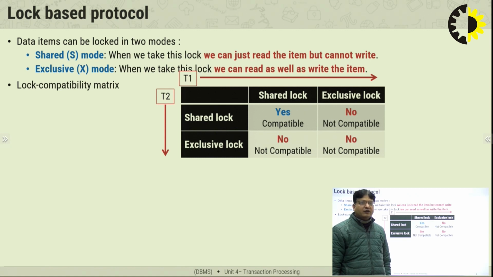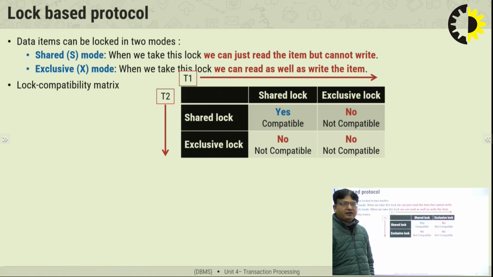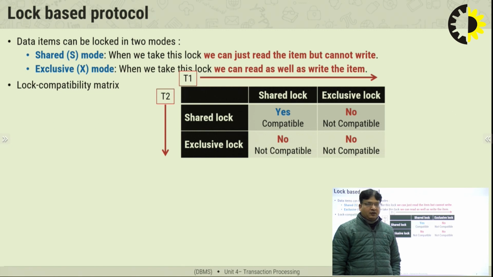Will it be able to apply it or not? See, in a shared lock a data item is only being read. So if transaction T1 is reading a value and another transaction T2 also wants to read this value, then we can allow this operation. So this entry will be yes, or true, or compatible, since reading the value does not change it, so this operation can be permitted.